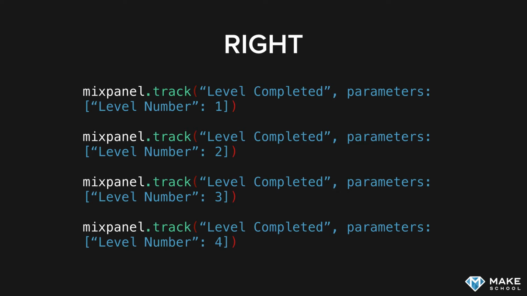For every event that you track, you can pass a dictionary of parameters. And for every core action, you should have only one named event. As you can see in this example, level completed has the same name for different levels completed. This will actually allow us to better analyze how our users behave later on because Mixpanel doesn't have an easy way to add different events.